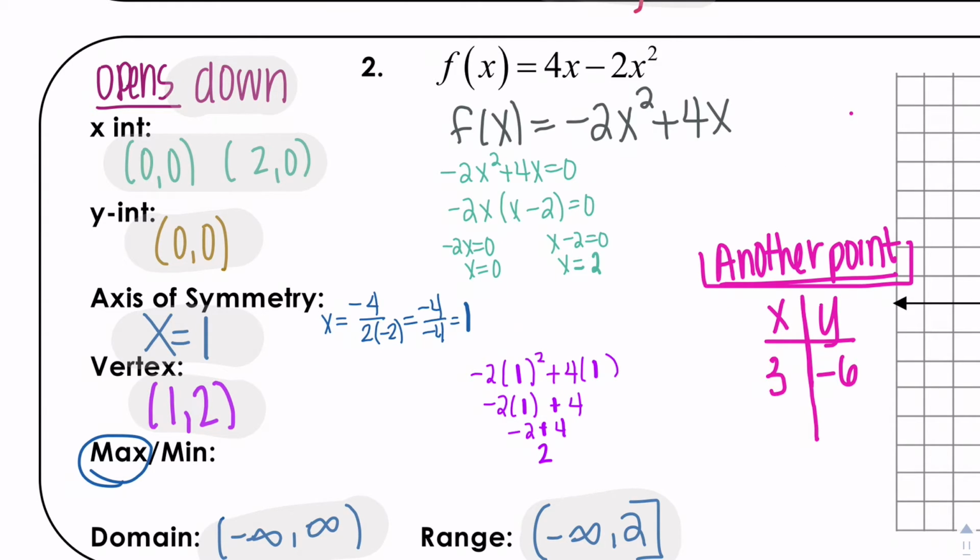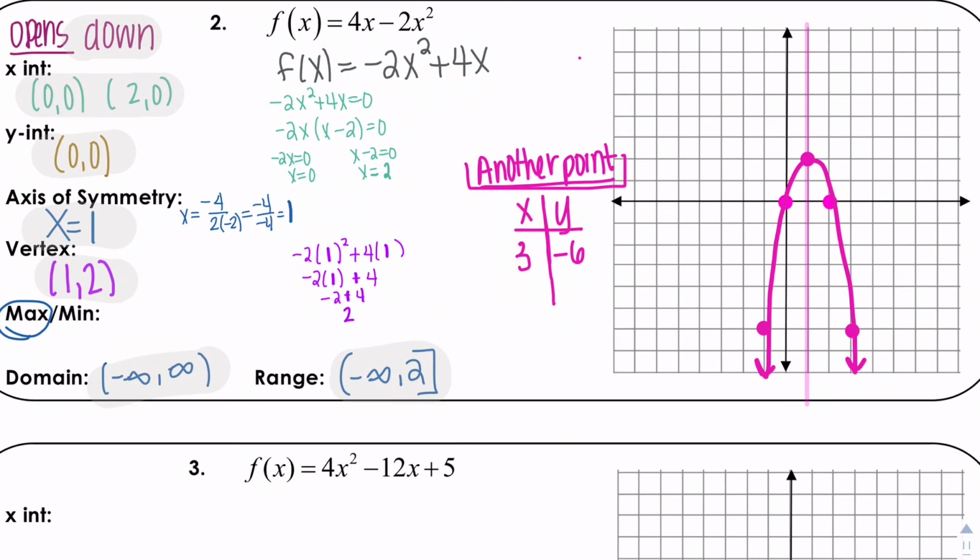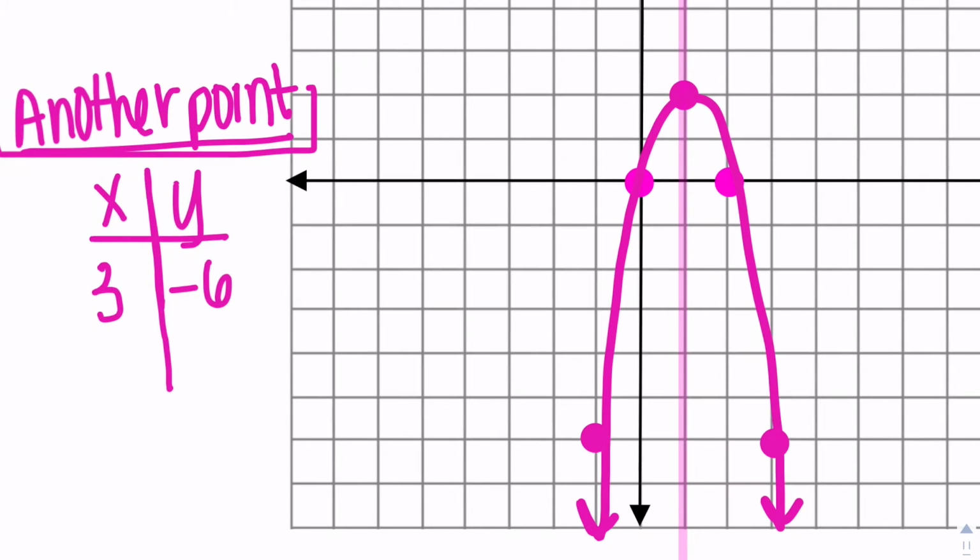Our axis of symmetry, negative b over 2a. So when you calculate that, you get x equals 1. So as you can see, I put an axis of symmetry right here. And our vertex is always going to be the same here. So x is 1, and then you plug 1 in, and you get 2. So I graphed that. Now, when I graphed that, I only had these 3 points.